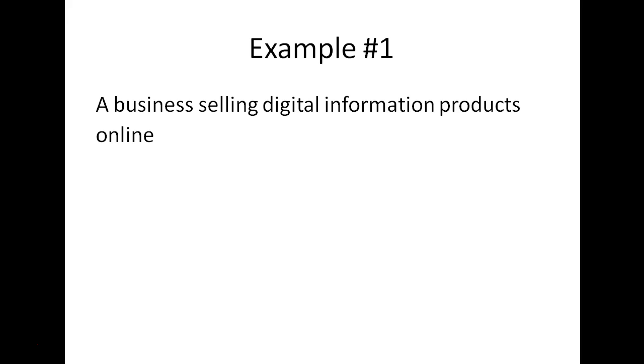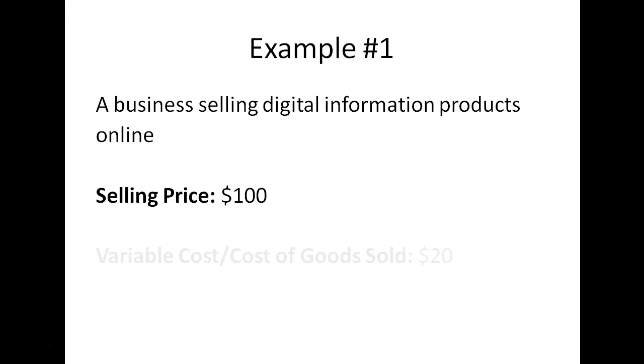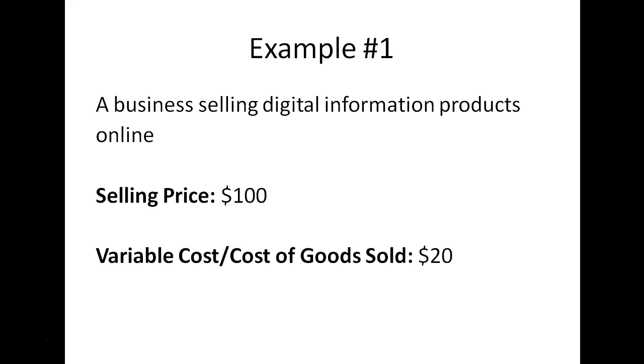We're looking at a business selling digital information products online, and this information product costs $100. So the selling price is $100. And the variable cost, which is the cost that varies in accordance with the number of units sold, is $20 for this example. And the fixed cost, the total fixed cost for a particular period, let's take an example of a month, the total fixed cost is $2,000. So we have selling price $100, variable cost $20, and fixed cost $2,000.